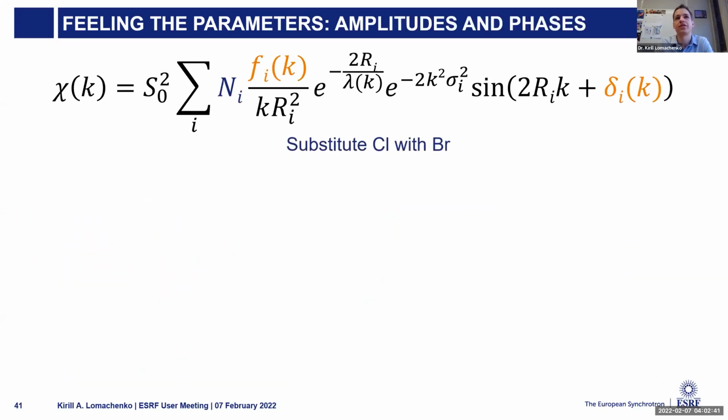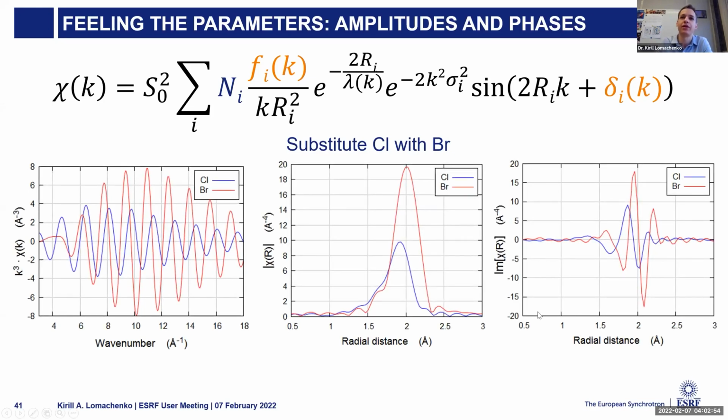So to see the effect of scattering amplitude and phases, let's substitute in our model the chlorine with bromine, keeping the bond distances the same. So you can see that when you have a bromine, the whole pattern shifts in K and also gets quite more intense. That's because bromine has a different scattering amplitude and causes different phase shifts. As I said, bromine is heavier than chlorine, so the signal becomes more intense.